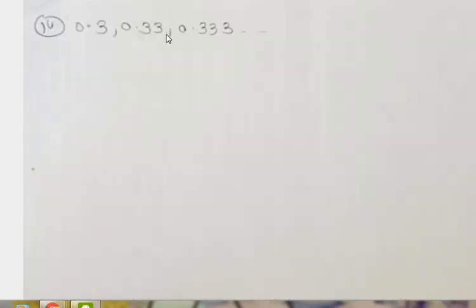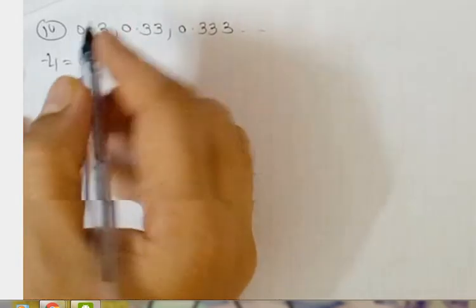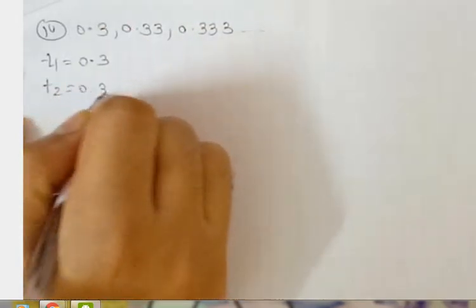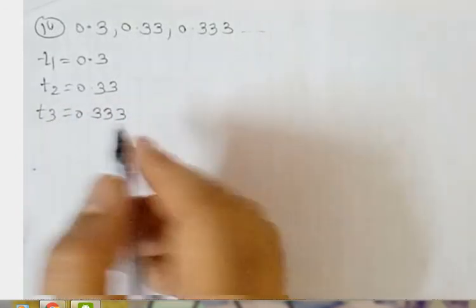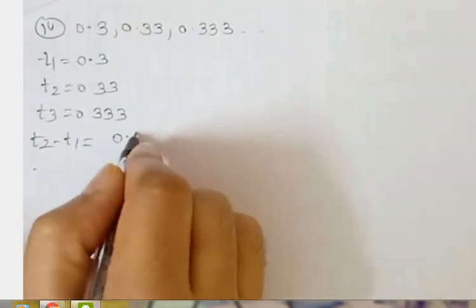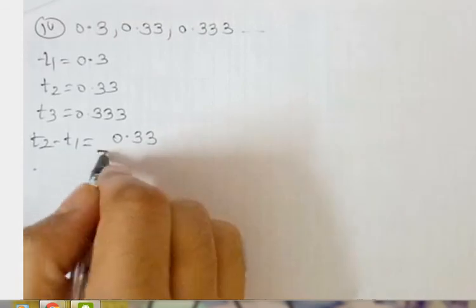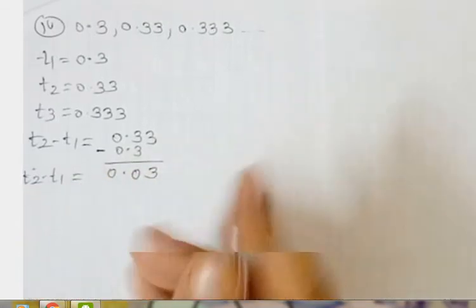Now see here, the question is 0.3, 0.33, 0.333. T1 is equal to 0.3, then T2 is equal to 0.33, T3 is equal to 0.333. Now I have to find out T2 minus T1. T2 is 0.33, remember, 0.33, minus T1 is 0.3, and the subtraction is 3 as it is. 3 minus 3 is 0, 0 as it is, that is T2 minus T1 is equal to 0.03.